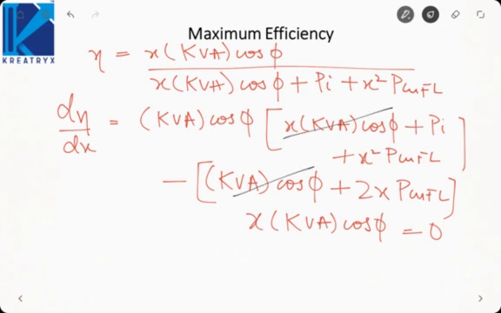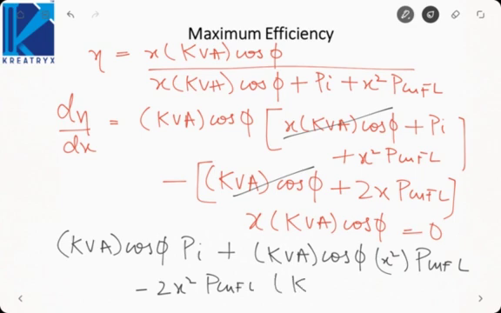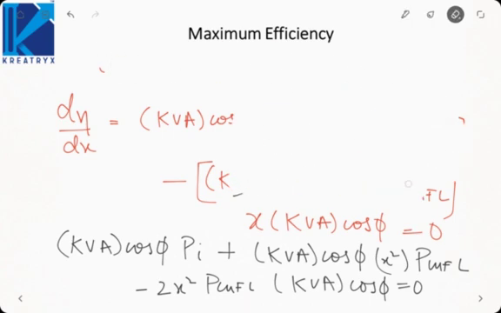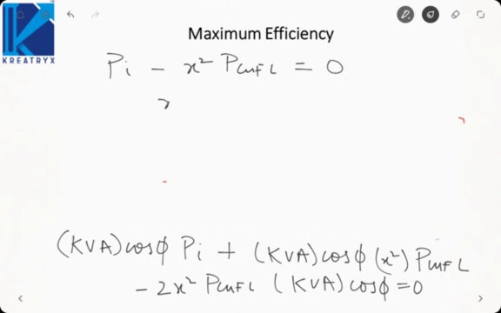What we will be left with is kVA cos phi Pi plus kVA cos phi x square PCU FL minus 2x square PCU FL kVA cos phi. We can take out kVA cos phi common and then we can write down that Pi minus x square PCU FL equal to 0. So x will be under root Pi by PCU FL.